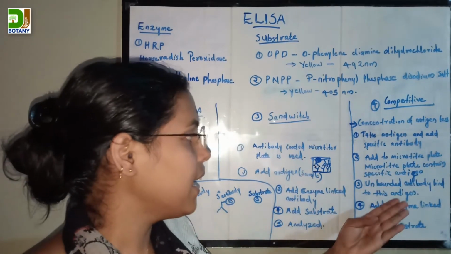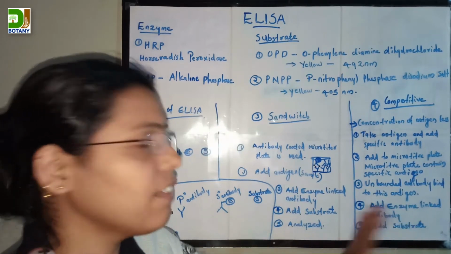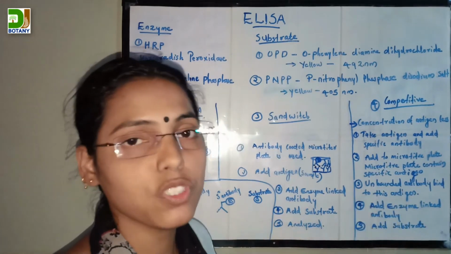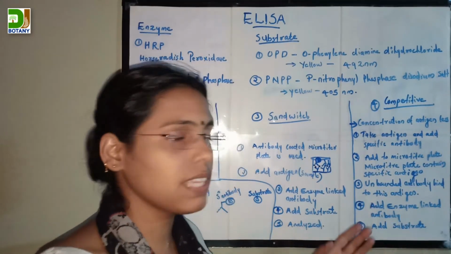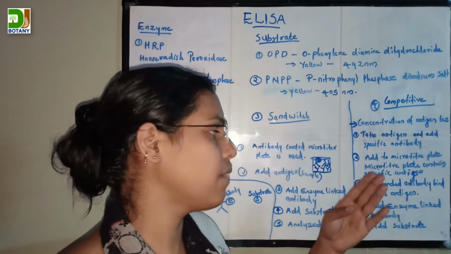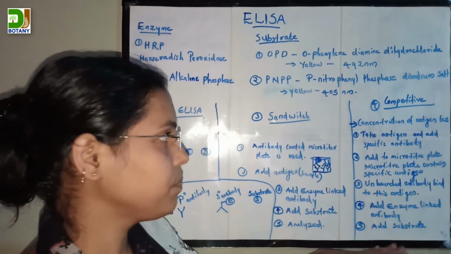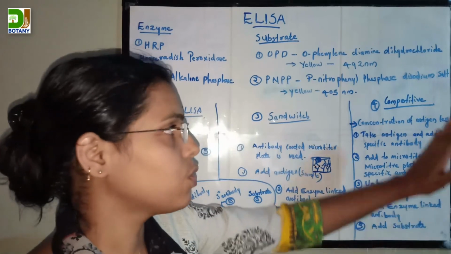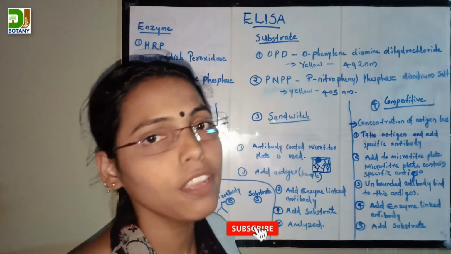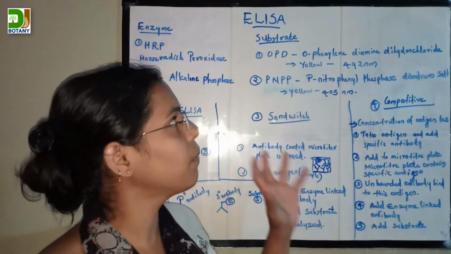Then we add enzyme-linked antibodies. Then finally we add a substrate. This substrate binds with these enzymes to form an enzyme-substrate complex. This enzyme-substrate complex leads to color, and finally this solution or sample is analyzed with the colorimeter. So this is the competitive type. The competitive type is mainly used when the sample contains a less amount of antigen. Okay, this is mainly about ELISA.